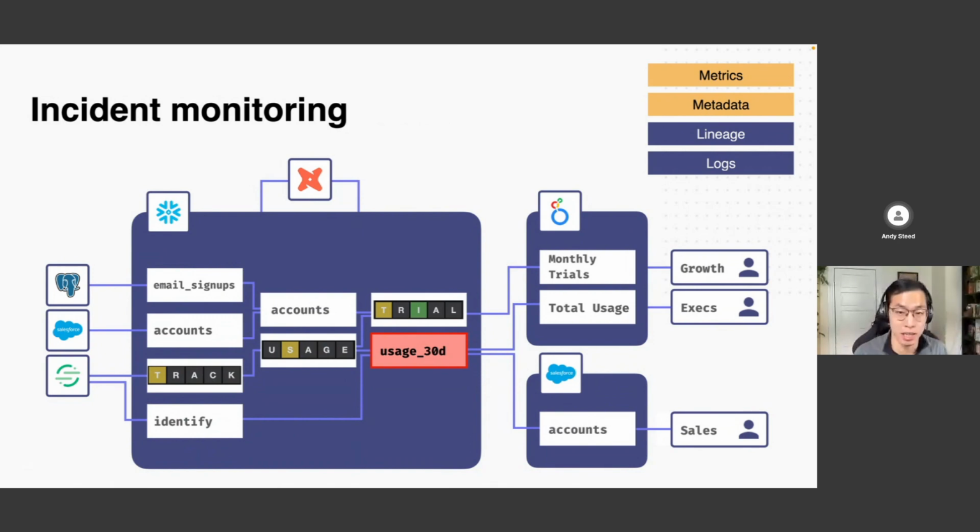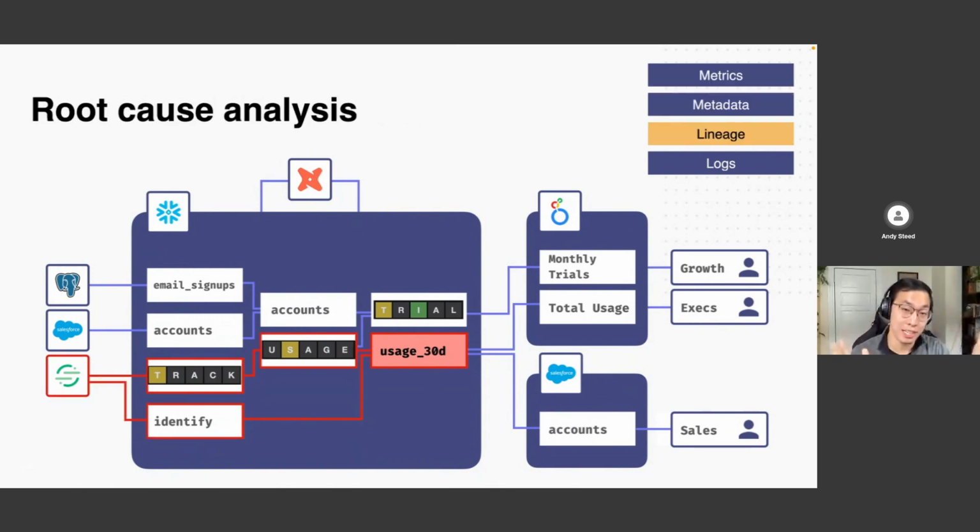Now, if you sent this alert, then any engineer will say, okay, great, or not great. The amount of rows has tanked 90%. What can I actually do about this? And using lineage, you're able to track two things. One is upstream, to say that this 30-day usage table came from the usage table, came from tracks and identifies, and ultimately came from Segment. You can tie that to a specific PR in dbt. And using upstream lineage, you can help do this root cause analysis.